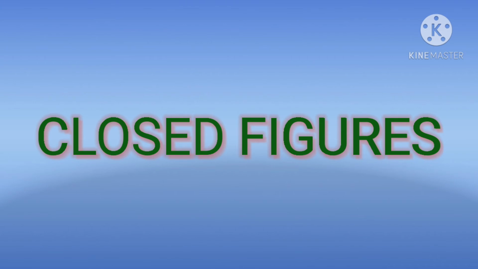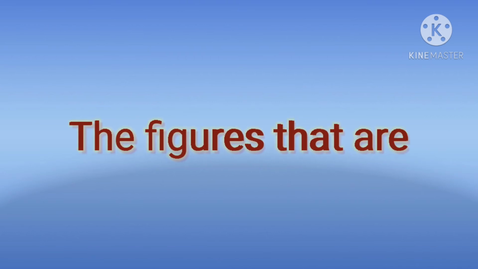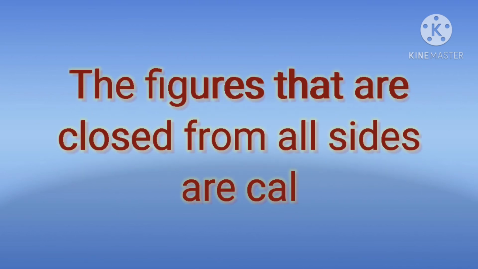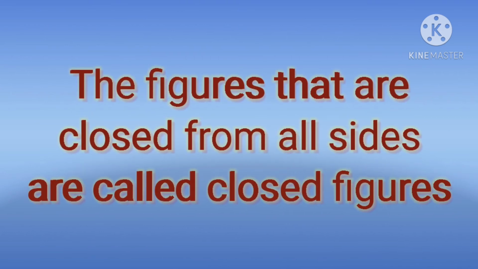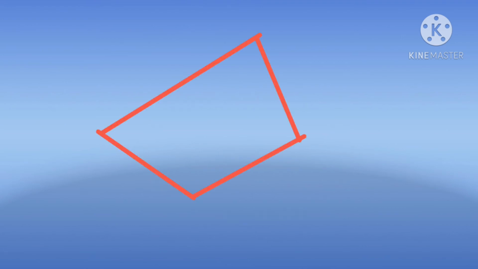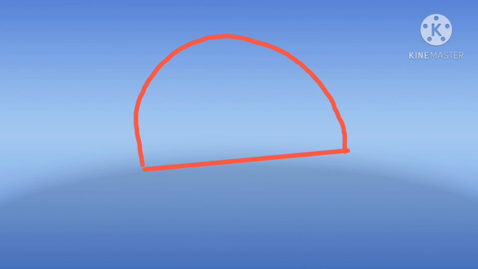Now, next one is closed figures. What are closed figures? The figures that are closed from all sides are called closed figures. Here are some closed figures. You can see that they are all closed from all sides. Isn't it? So, these are closed figures.